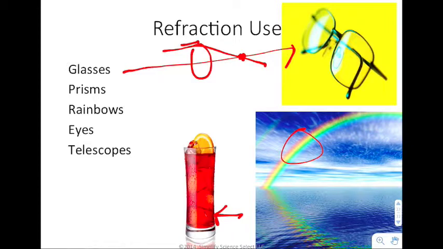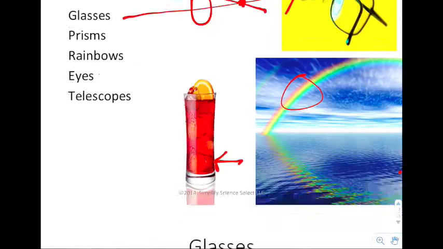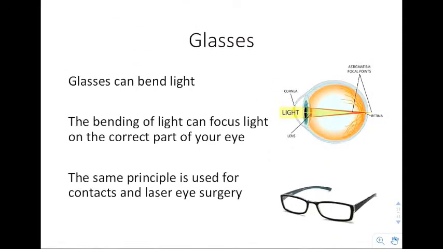If you ever go to a restaurant and they have a glass that it looks like there's a lot of stuff in there, but it's actually bending the light and there's not very much drink in there, that's exactly what they do. They design the cups to make them look like there's a lot in there, even though there's really not. So glasses can bend light and they can focus light on the correct part of the eye. So if you look right here, this is where you want to get the light to be.